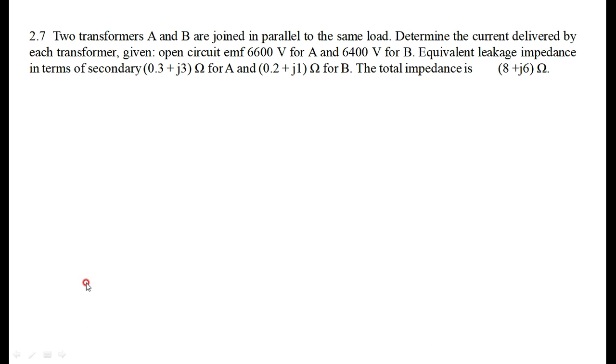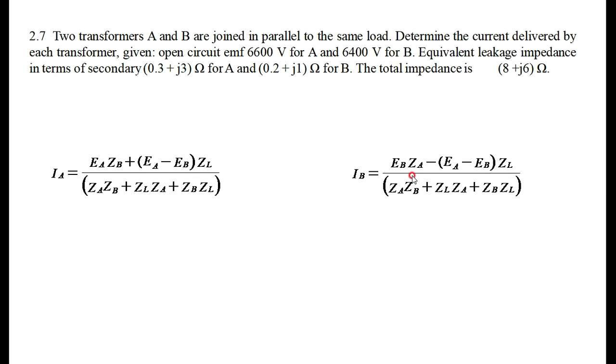And the last problem in this session is that the two transformers A and B are joined in parallel, once again with equal ratio, unequal ratio, and ZA, ZB and ZL are given here, and EA, EB are given. It straight away asks you to calculate the value of the currents IA and IB. Everything is given, you just have to list it out.